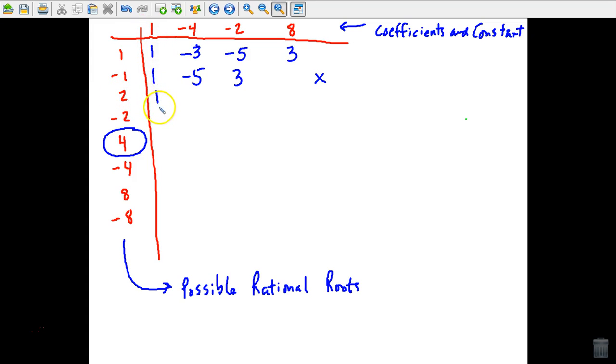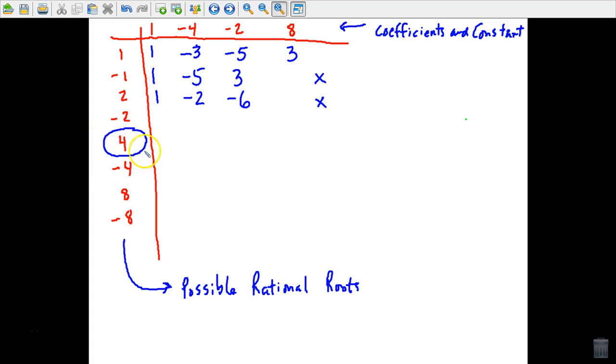Bring down this first one, multiply 1 times 2 is 2, plus -4, that's -2. Multiply -2 times 2 is -4, plus -2 is -6. Multiply again, and I'm not going to go any further because I can tell when I multiply and add 8, I'm not going to get 0. Well, this is the process.